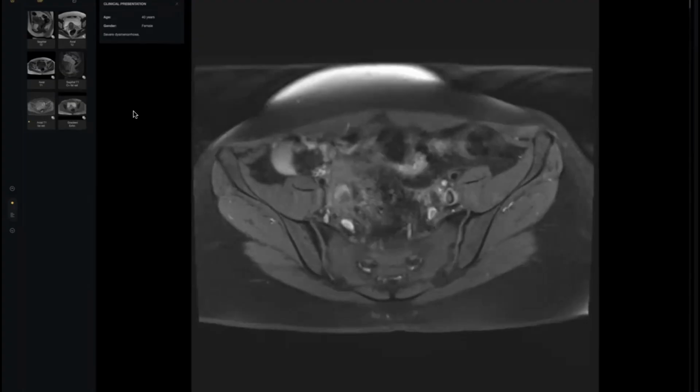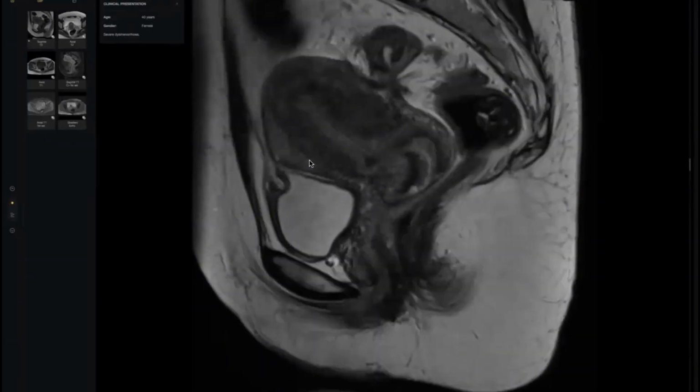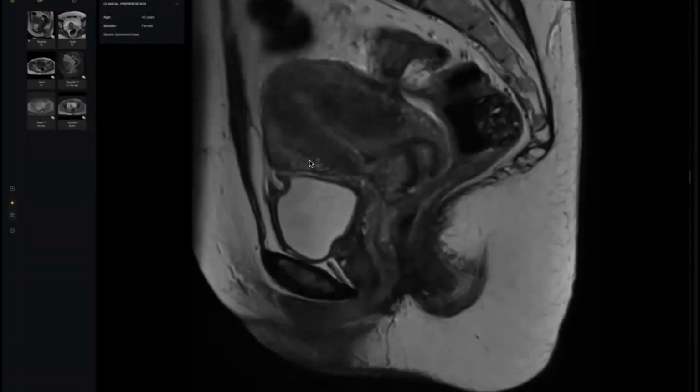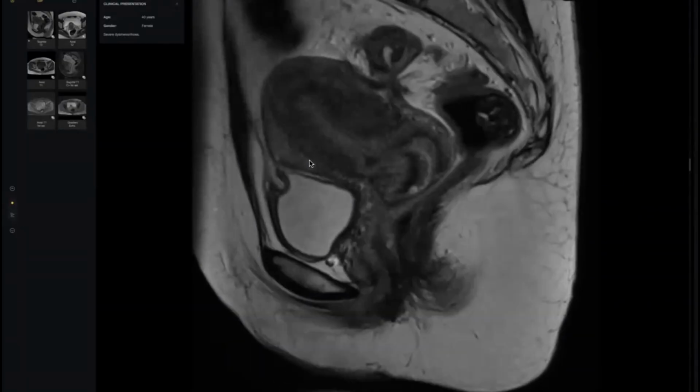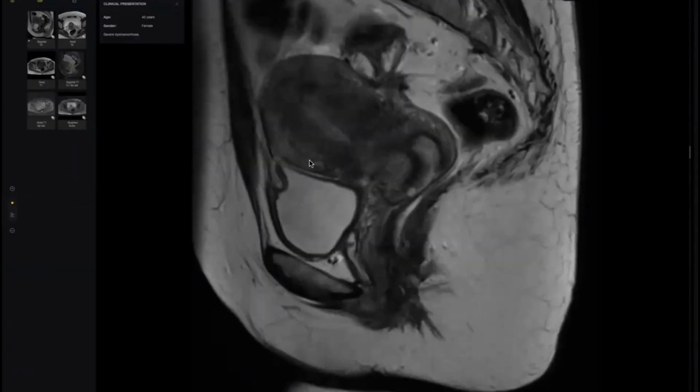One second. Use the mouse. Yes, it is a little bit difficult. What happened here? Look here. What happened? Sir, something arising from the posterior wall of the uterus. Okay, excellent. I can see there are hypointense areas also noted around the rectum. This could represent endometrial implant.